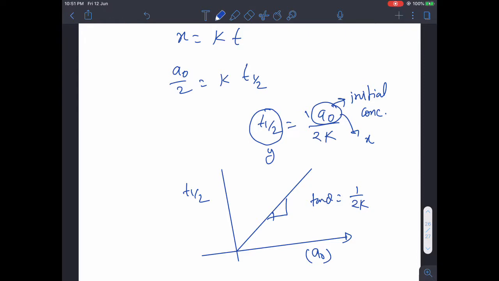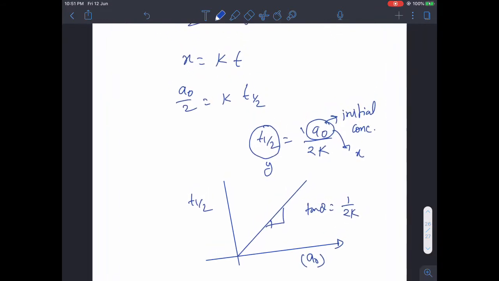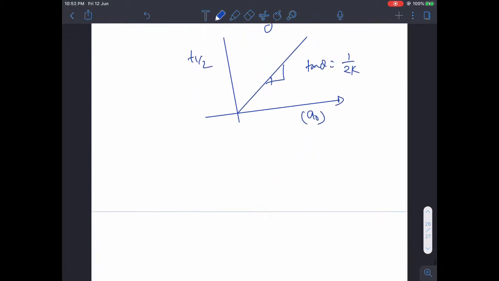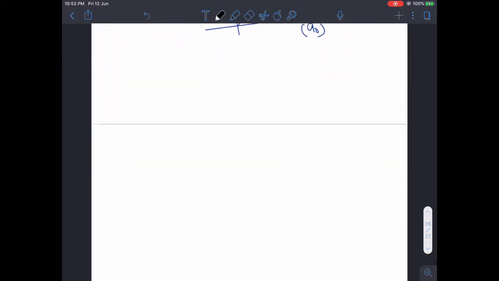Alright guys, so this is it about the zero order reaction. Hope you have understood the thing. We will see the remaining first order and second order in coming videos. By that time, I want to give you one assignment, you complete it so that I will check it when I discuss the first order.